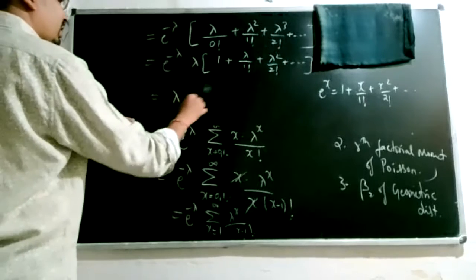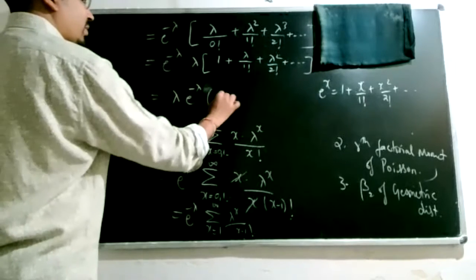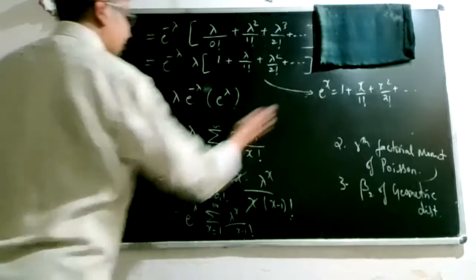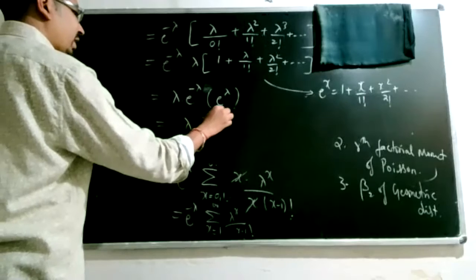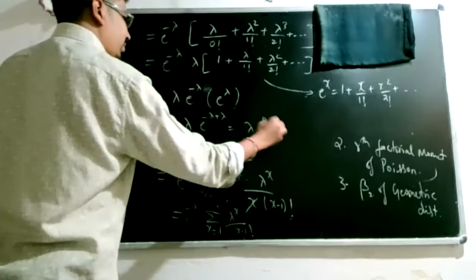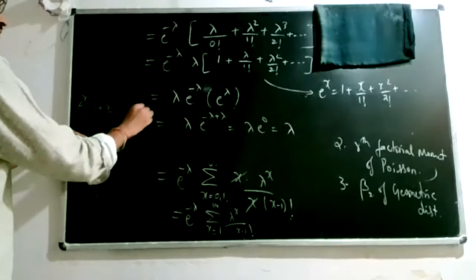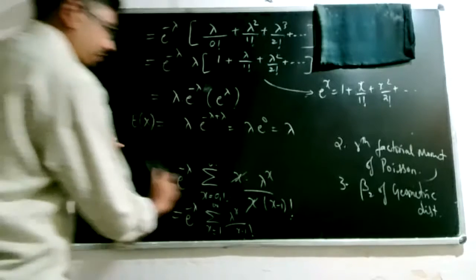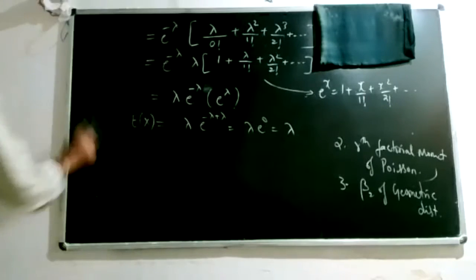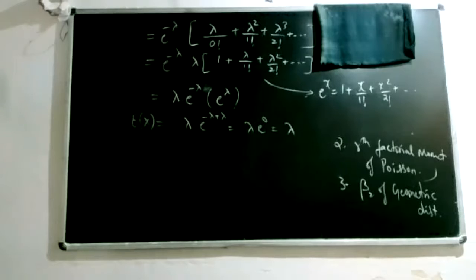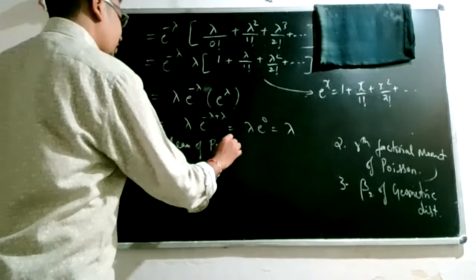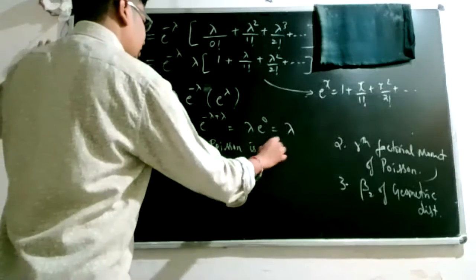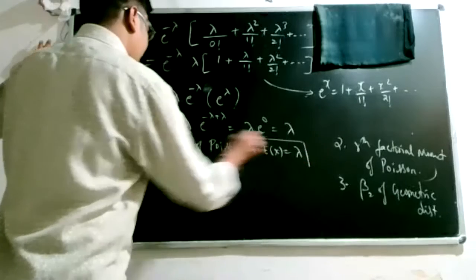So I have lambda e power minus lambda, and this sum has become e power lambda because of this. So you get lambda into e power minus lambda plus lambda, lambda e power 0, just lambda into 1. This is the value of E of x. Therefore, the mean of the Poisson distribution is E of x equal to lambda.